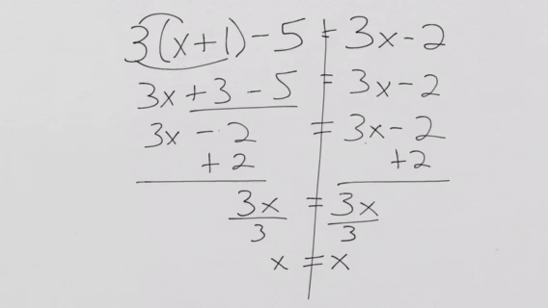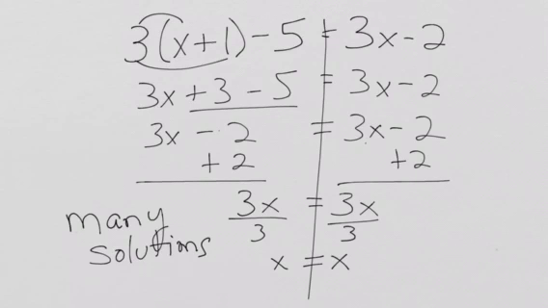What does that mean? That means this equation has many solutions. And that's exactly the answer you're supposed to write, many solutions. What does that mean? It means I could put any number in for x and it would work.